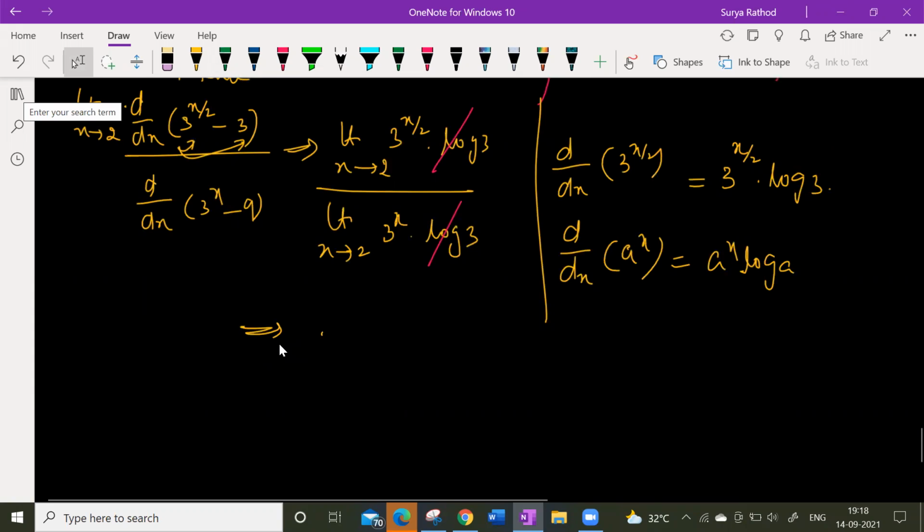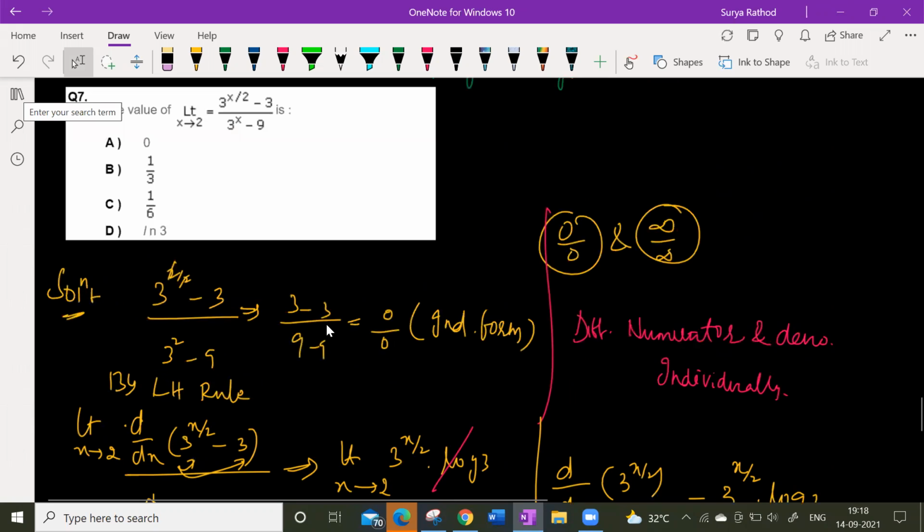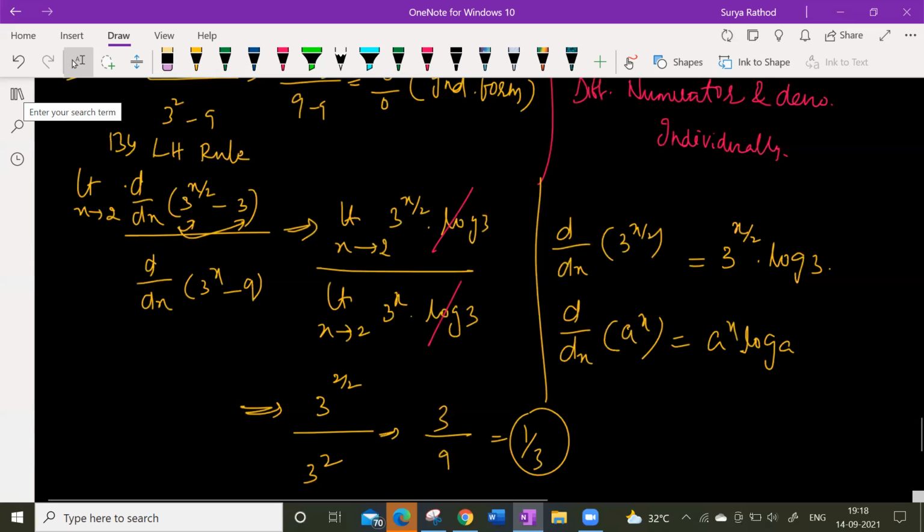Now substitute the value of x, which is 2. 3 to the power of 2 by 2 divided by 3 to the power of 2, so 3/9, that is 1/3. Right? Check whether the answer you got is 1/3. It must be 1/3, compulsorily. Yes or no? Any doubts?